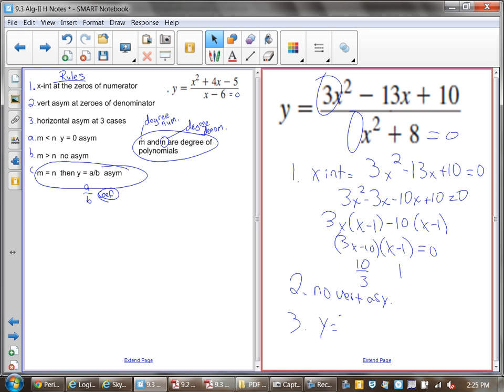Again, the reason that it's at 3, since our degrees were identical, they both had a power of 2, m was 2, n is 2, those are the same, therefore the fraction a over b, which is the coefficients of those highest powers, is your horizontal asymptote. From this information now, I know enough to generate a rough sketch.